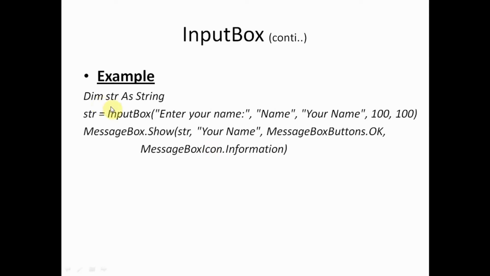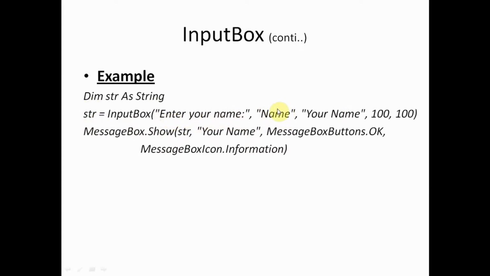As we need one variable and I want to enter a string from the user, I have specified one variable, str, as string. I have used that str so that the value written in the input box will be assigned to this variable: str is equal to InputBox, the name of our function. Within parentheses I have specified all the arguments. The first argument is the prompt, where I want to display "Enter your name".